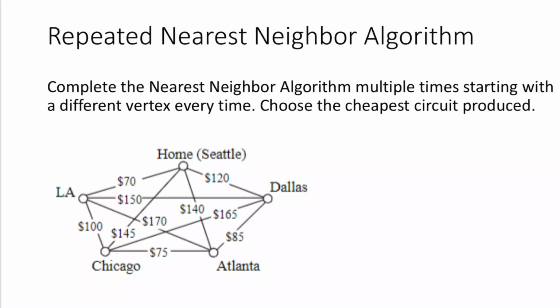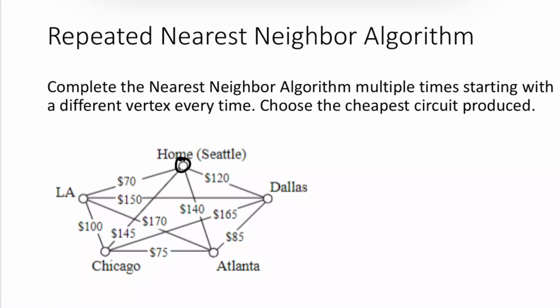So the repeated nearest neighbor algorithm is a better approximation because you basically complete the nearest neighbor algorithm for every single vertex in the graph. Like you start at each different vertex and then you choose the cheapest one that you get as a result. So basically the process for this is you just start with one of your vertices. So let's say I start with Seattle, like we did in the nearest neighbor algorithm. And I'm going to complete the nearest neighbor algorithm for that starting point.